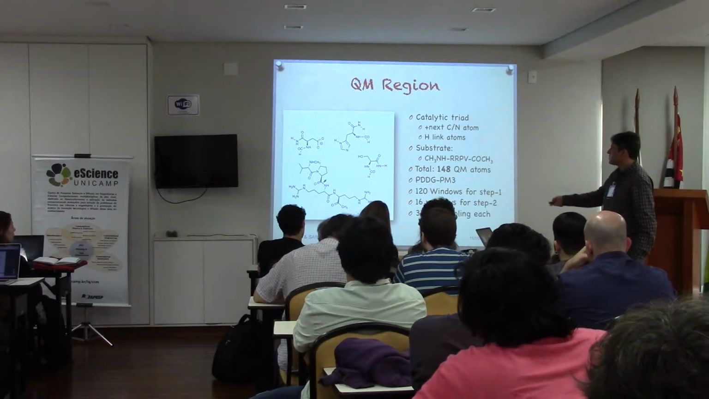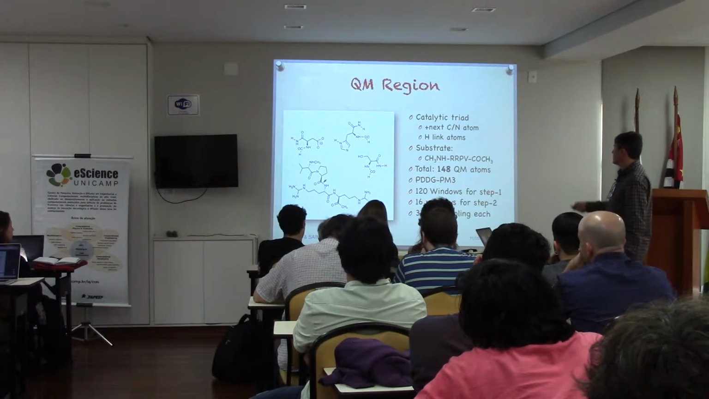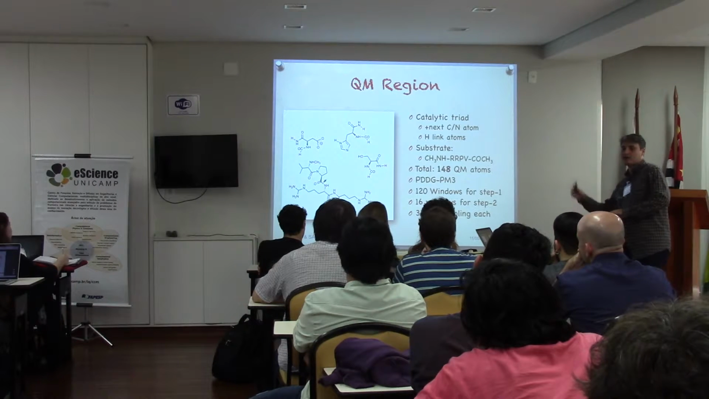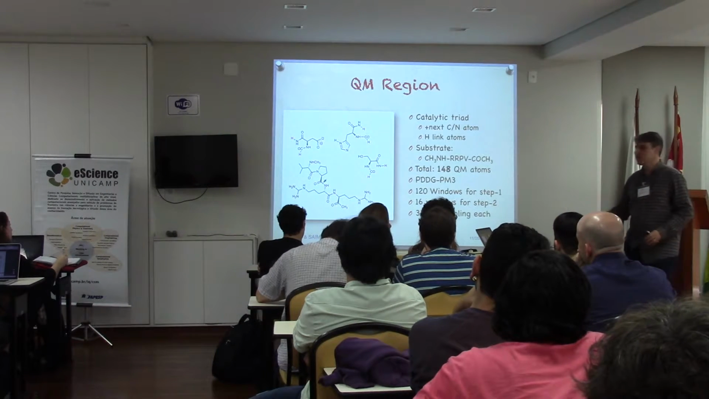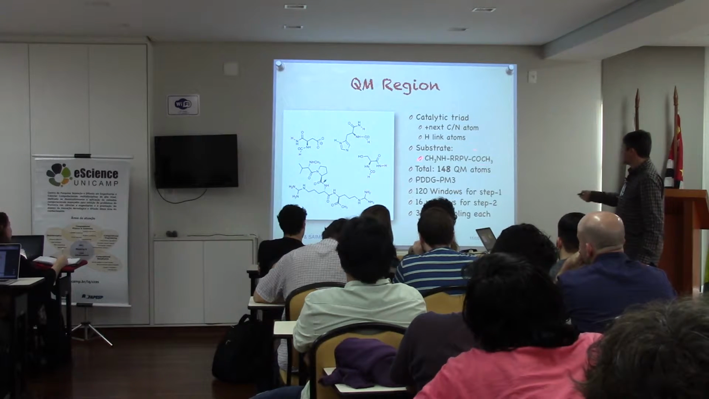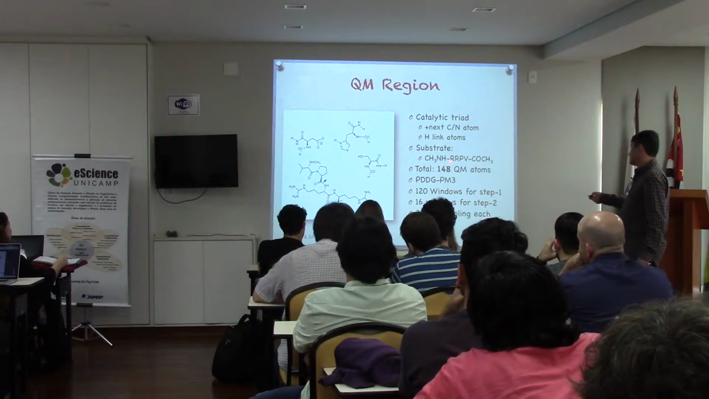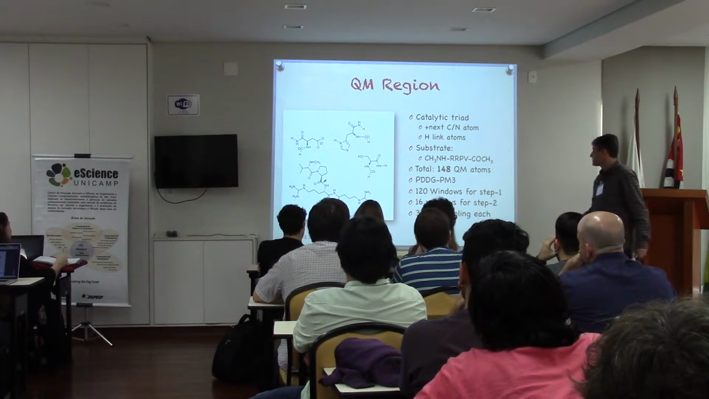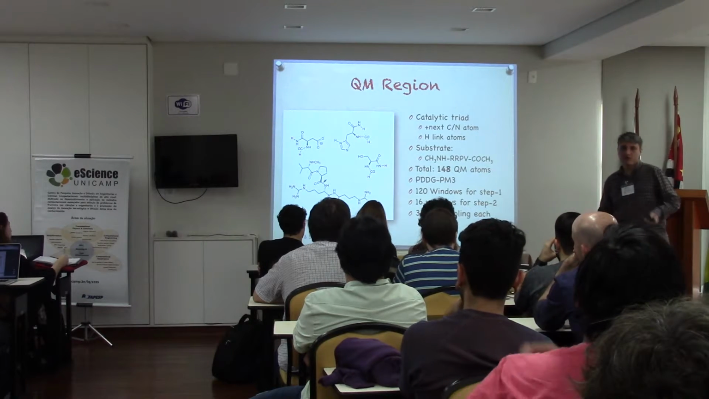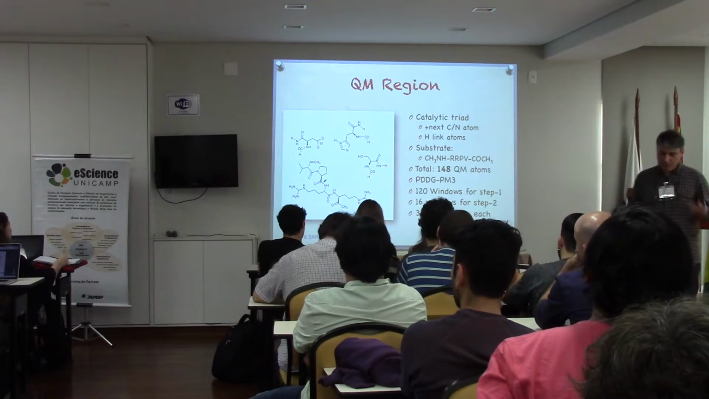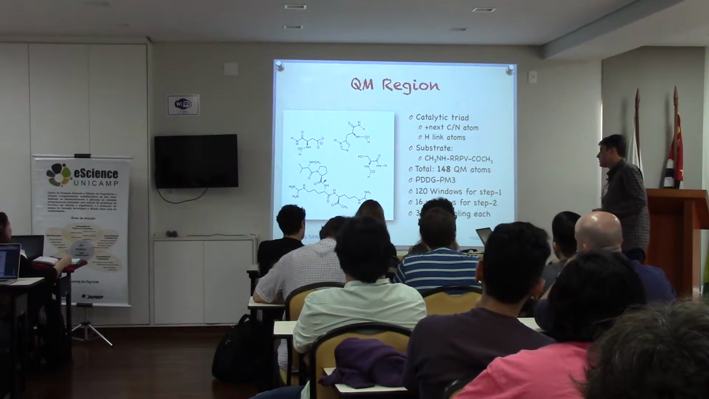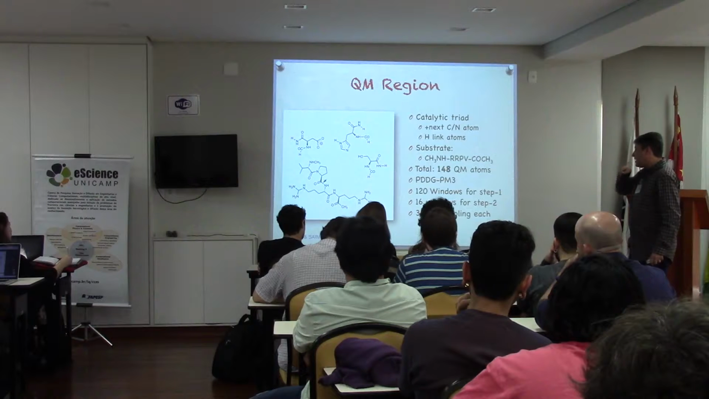So this one was the whole QM system. It involved all the catalytic triad atoms and a couple of atoms more to the right, more to the left, so that we don't cut the peptide bond. And this is the substrate. There was a total of 140, actually it should be 142 atoms here. We used the PDDG PM3 Hamiltonian, which has some good results for proton transfer reactions.